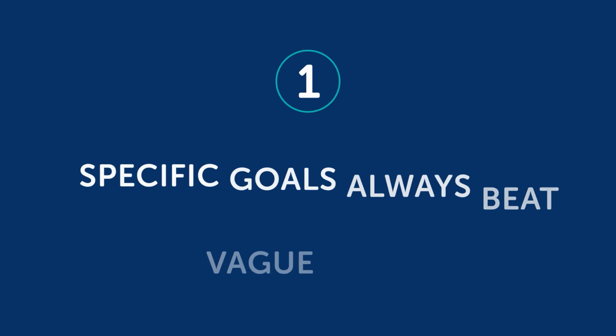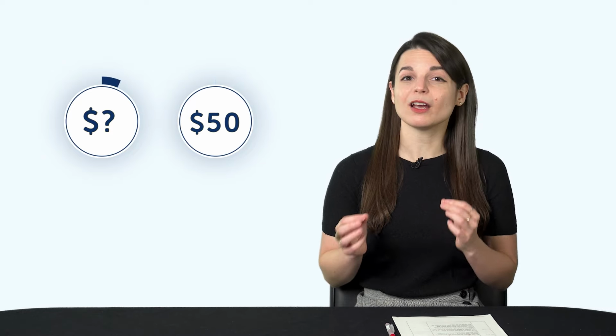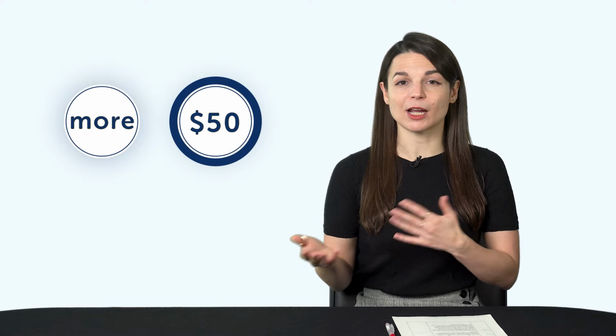First, specific goals always beat vague goals. For example, between setting goals like, I want to save money, and I want to save $50, you're more likely to succeed with the $50 goal. Because you have a specific number to look for and measure, you won't stop until that $0 becomes $10, then $20, and then $50. Same with language learning. Between, I want to learn more words, and I want to learn 20 words, you'll do much better with the specific goal.